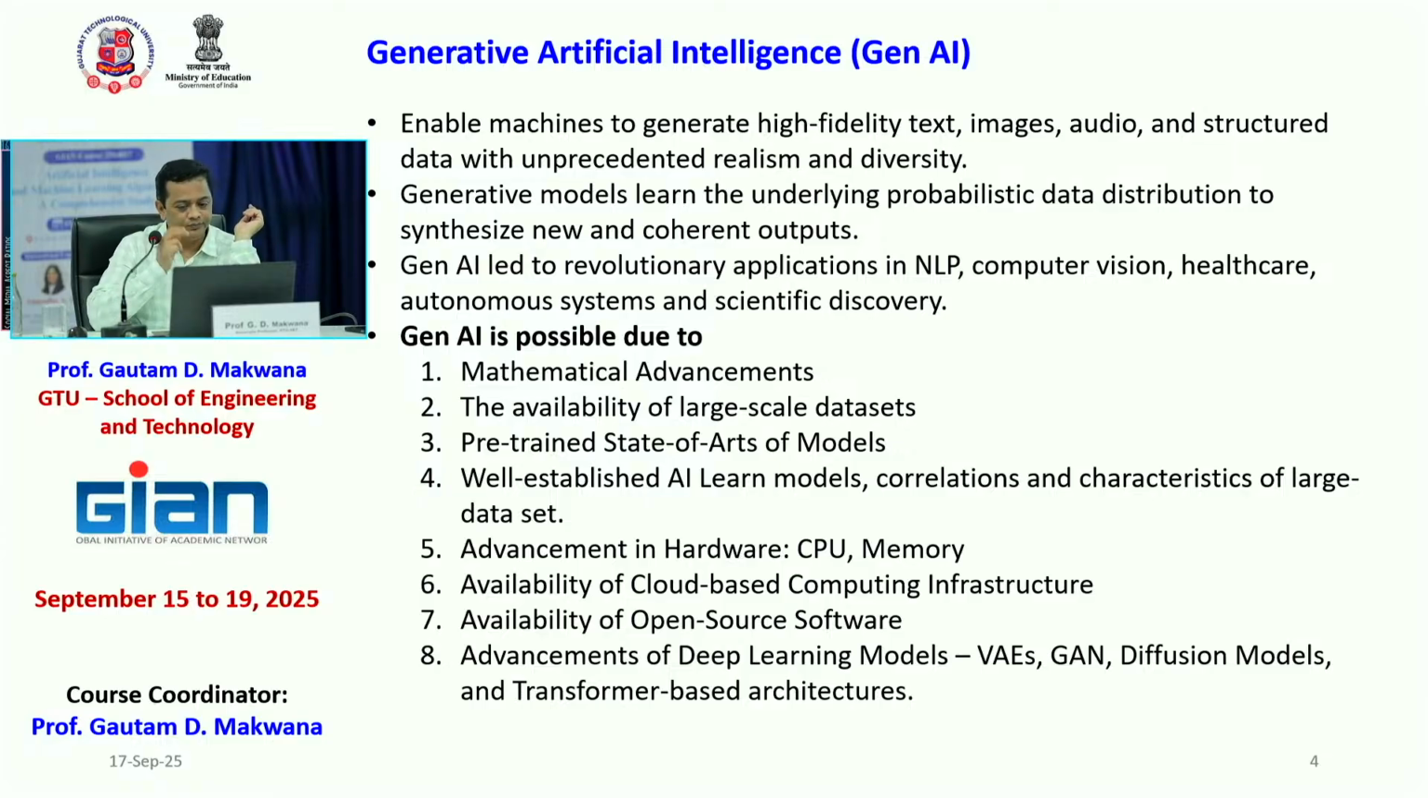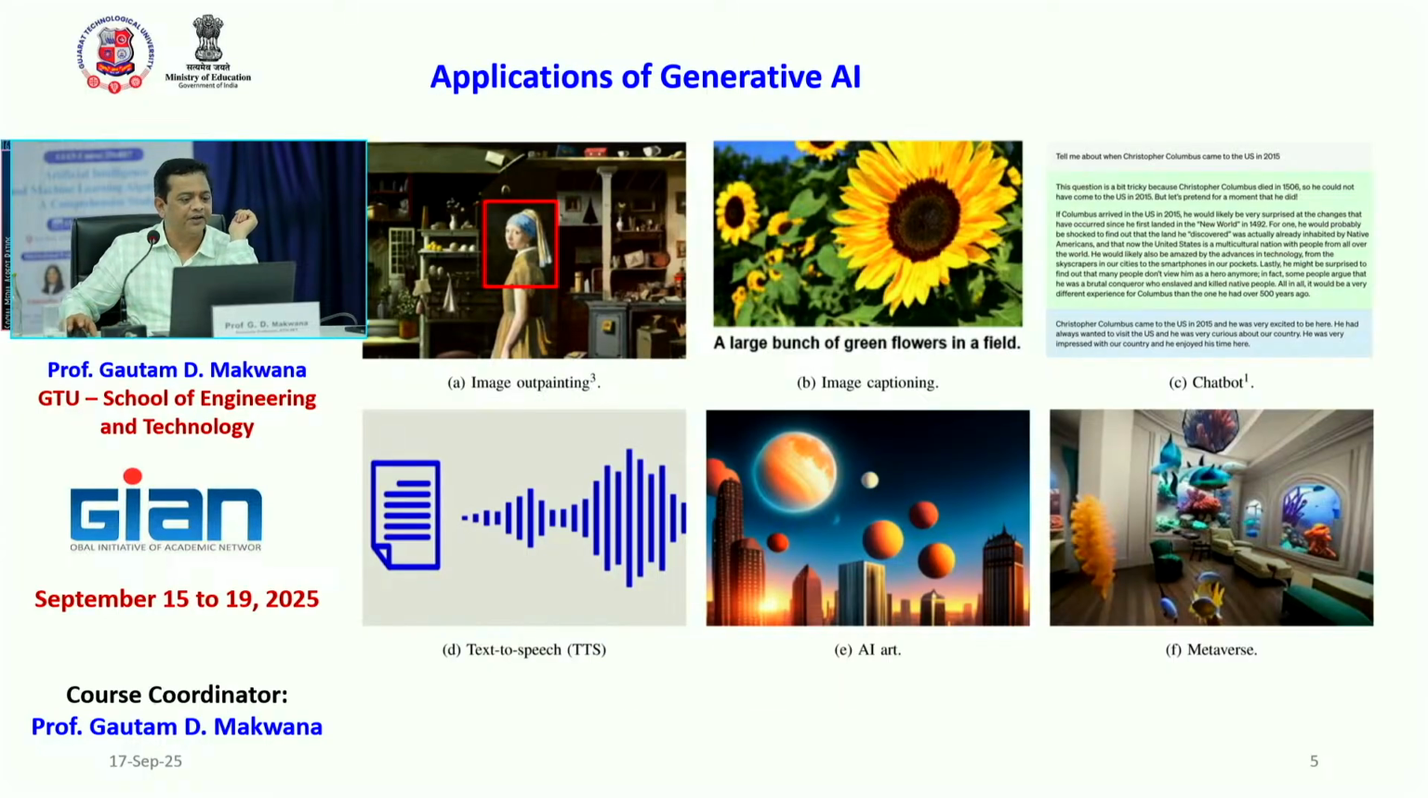Now, these are the applications: image outpainting, image captioning, chatbots, text to speech, AI art, and the metaverse. So you can get text, images, and video. You can create new content depending upon the context of the requirement. So these are some of the applications.